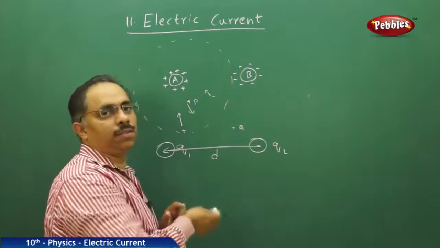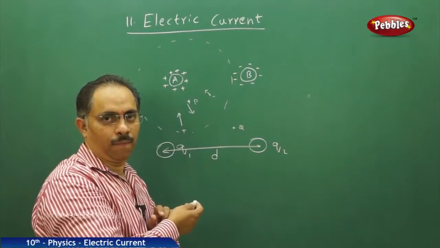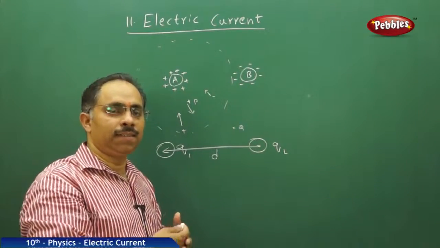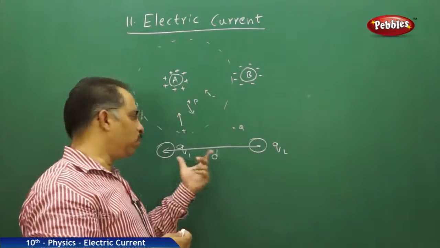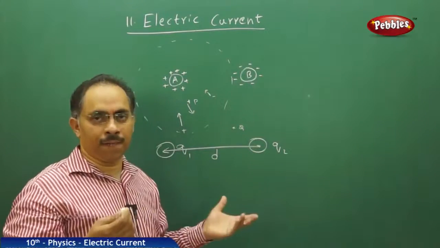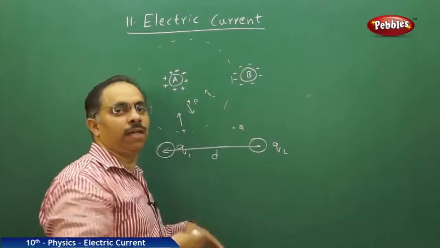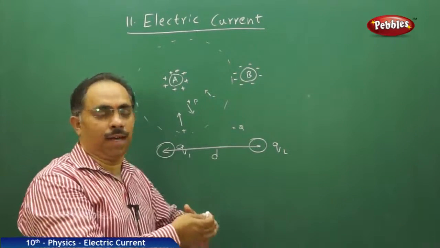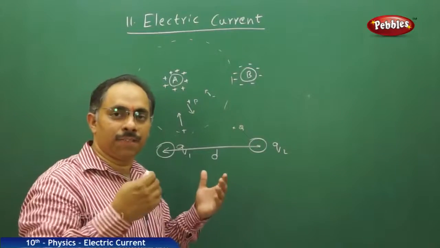So there is a force between the two charged bodies. What is the nature of the force? That will be decided by the sign on them. If Q1 and Q2 both are positive, then they will get repelled. If both Q1 and Q2 are negative, they will get repelled. If one of them is positive and another is negative, then there is a force of attraction.